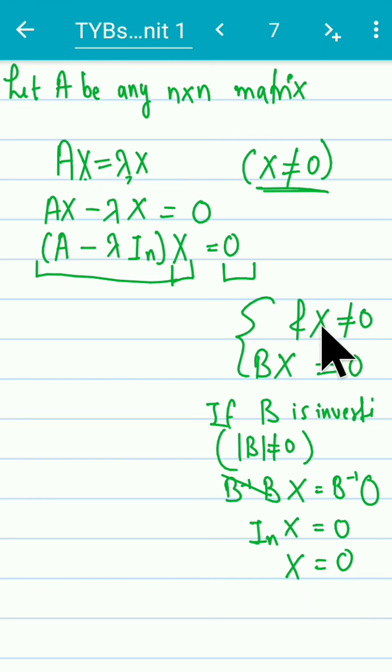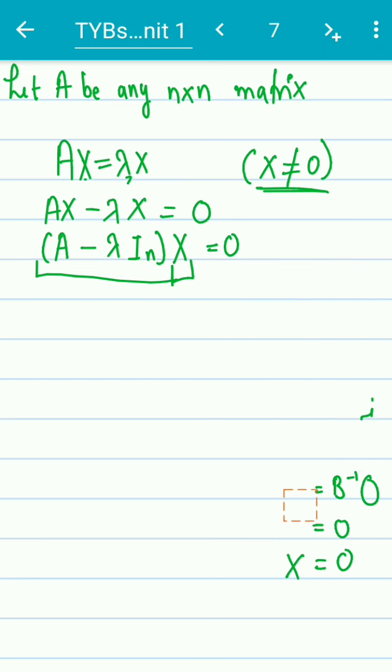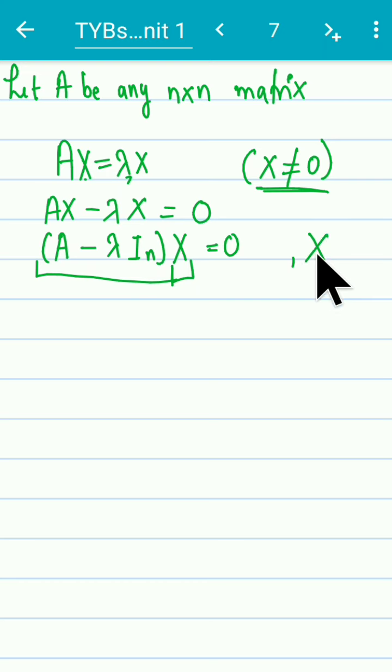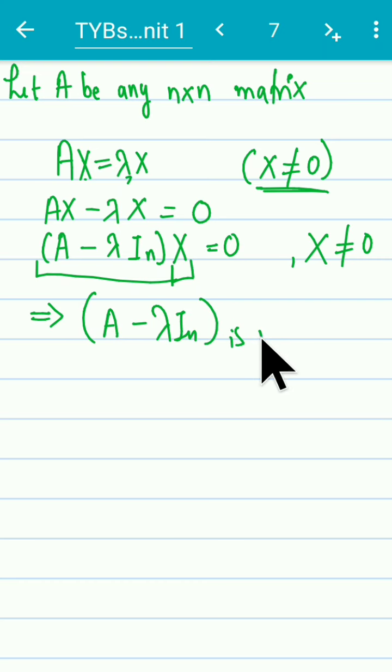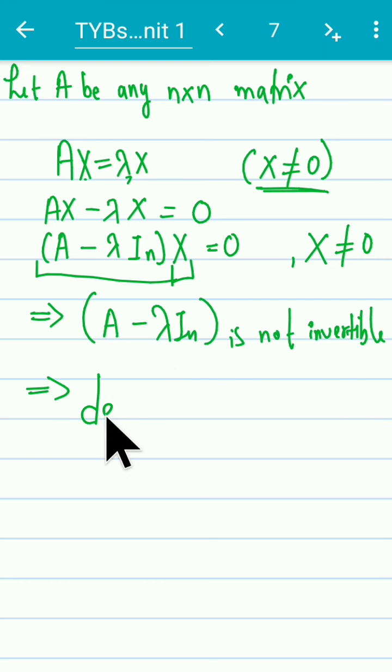Means if I have these two conditions together, then my B cannot be invertible. That means my determinant of B cannot be non-zero, that means it must be equal to 0. Am I getting it right? What I want to say is, if I have these two conditions together, then the matrix B cannot be an invertible matrix. The same conditions are over here also. I have A minus lambda I n as one matrix times x is equal to 0 and my x is not equal to 0, which implies A minus lambda I n is not invertible. Correct? Since if it is invertible, then my value of x will be 0. If it is not invertible, then the determinant of A minus lambda I n must be equal to 0.